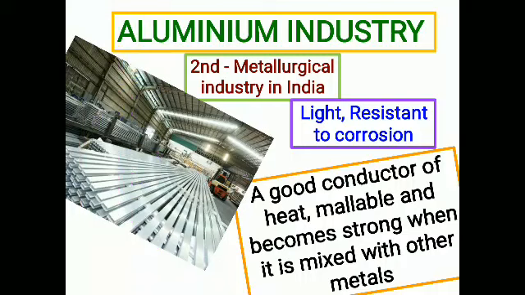The next industry is the aluminium industry. So aluminium, from where has it been extracted? It has been extracted from the mineral ore called bauxite. So this aluminium industry is considered as the second metallurgical industry in India.